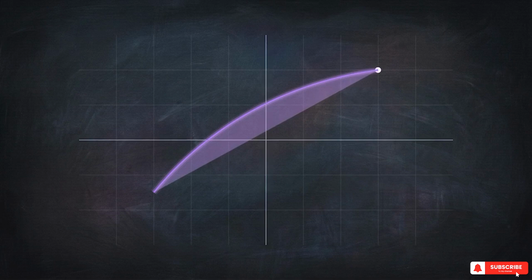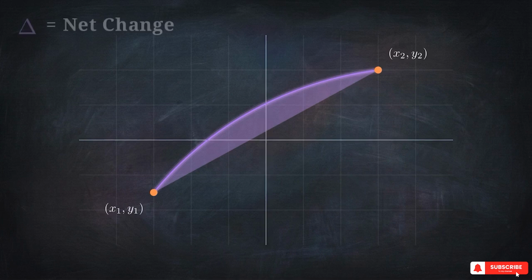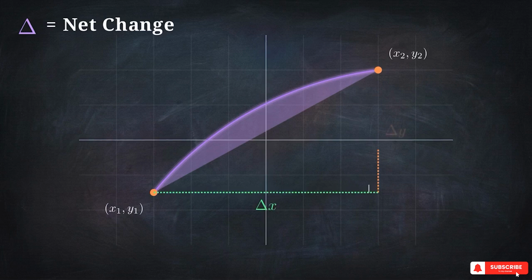Imagine a particle moving across a mathematical space. To do anything meaningful with that movement, we must precisely track its net change in position. Mathematically, we use the Greek letter delta to mean the net change in a value. On a coordinate plane, delta x isolates the horizontal shift, and delta y the vertical shift.